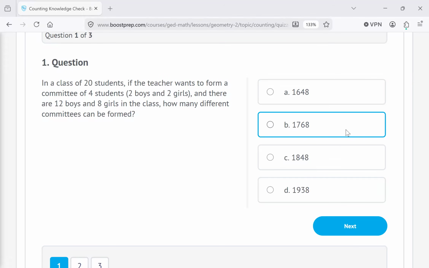Hello, in this math video, I will do a GED math video regarding counting. So counting is more like probability, more specifically combination and permutation. Some of these word problems will ask you where order matters, and some of these word problems are where the order doesn't matter. So that could be regarded as permutation and combination.